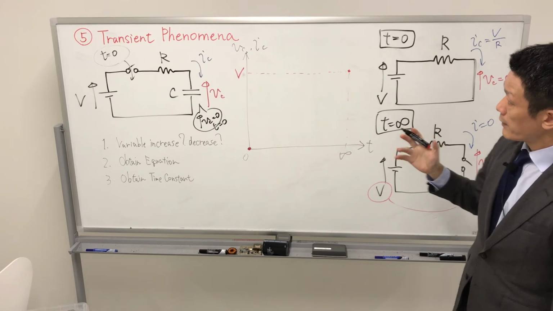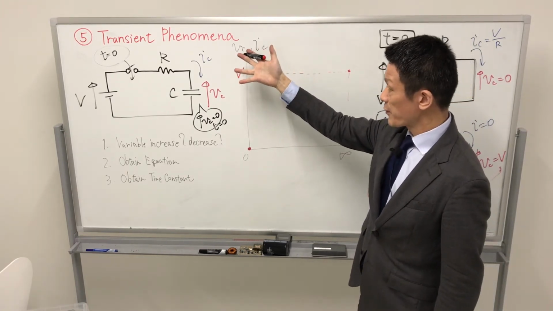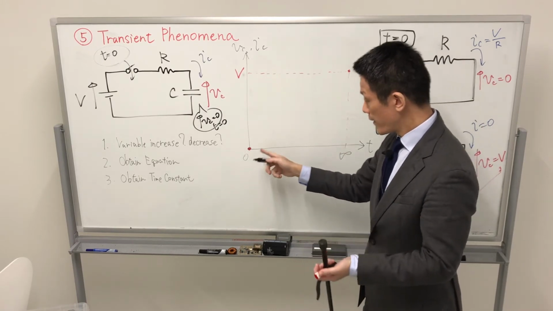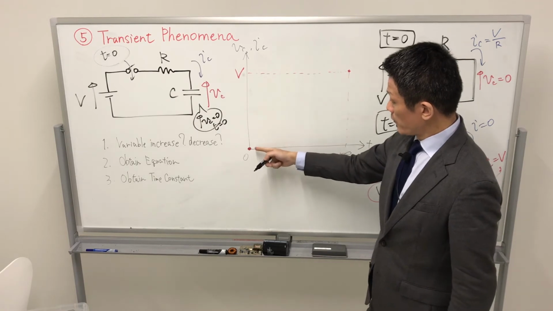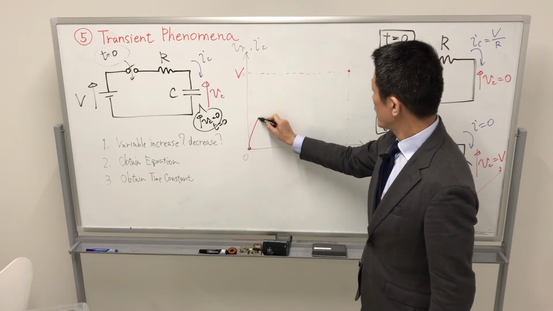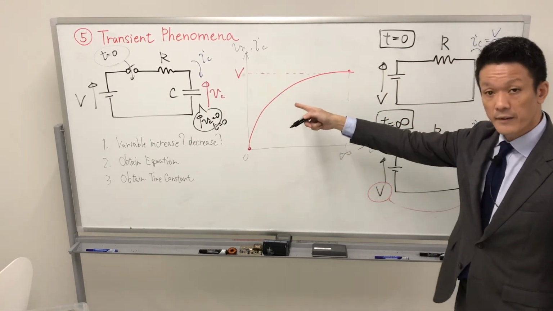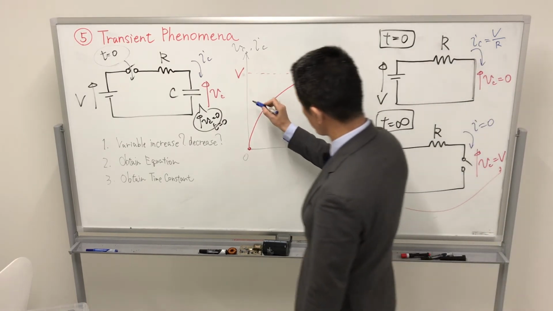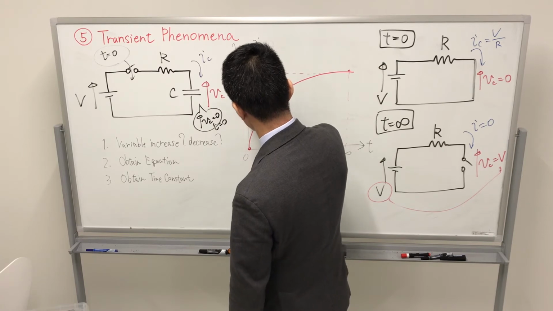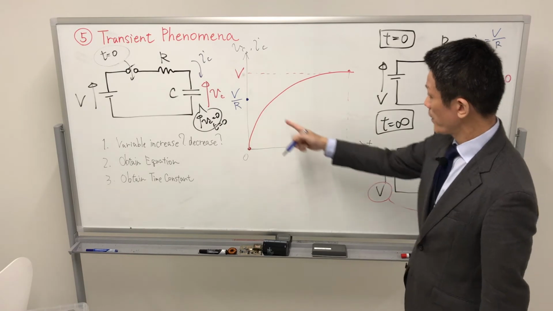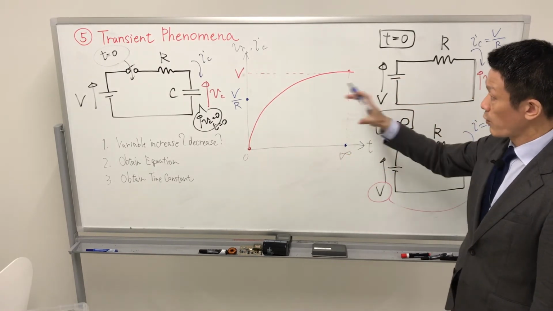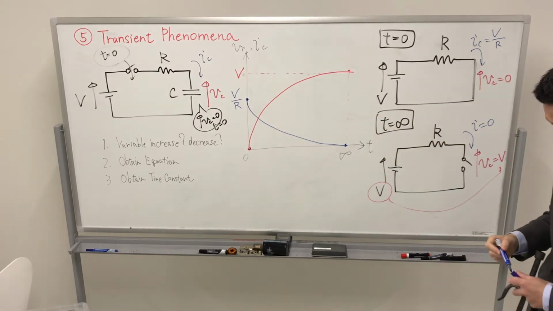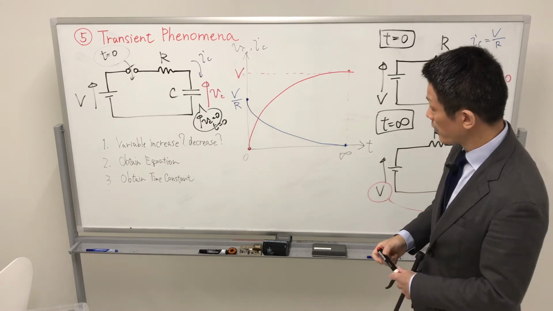Okay? In the transient phenomenon world, this world has a law. In case of increase, the waveform is shaped like this. It is decided. And how about the current? The current at time 0 is indicated, and in this time it decreases. In case of decrease, in the transient phenomena world, the curve is decided like this. The shape of the curve is decided, so the equation is decided.